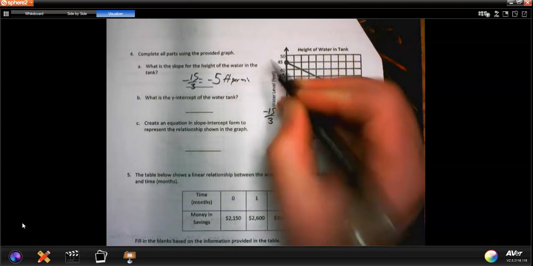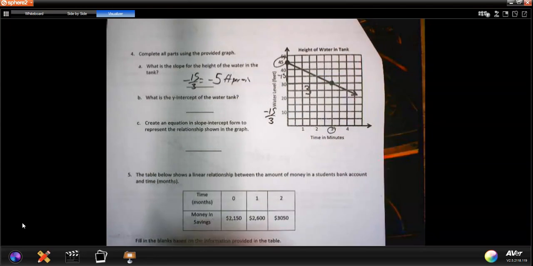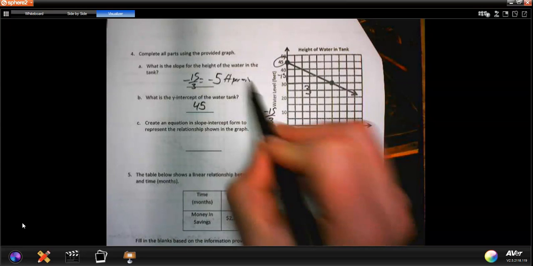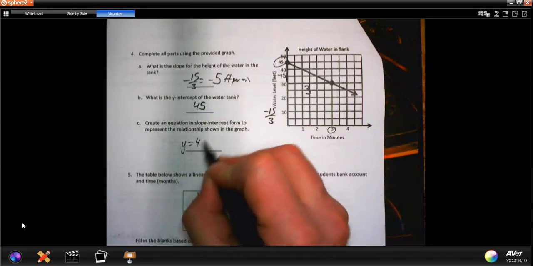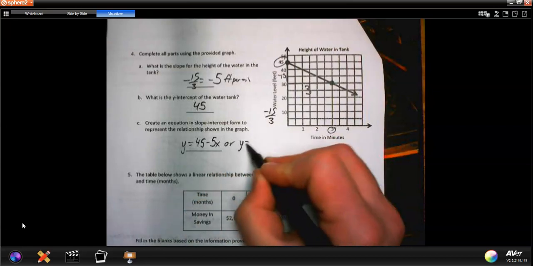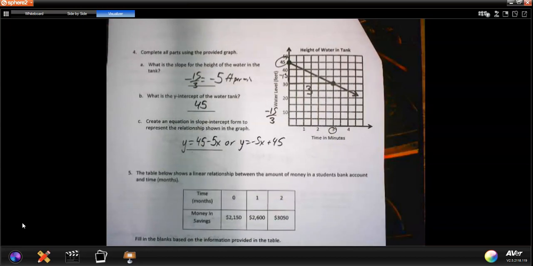Per minute. What's the y-intercept? Where does it all start? Right here at 45, right? So there's 45 feet of water and it's losing 5 feet per minute. So what's the equation? y equals 45 minus 5x, or y equals -5x plus 45, whichever comes first. Okay.